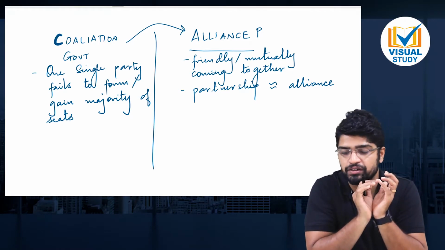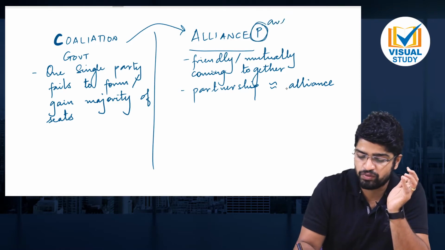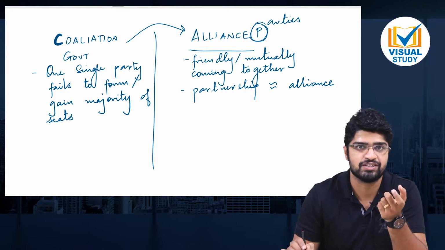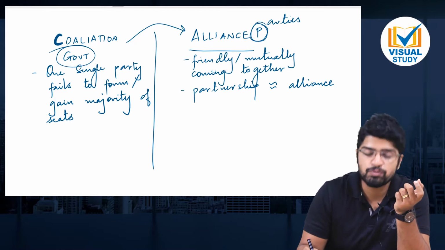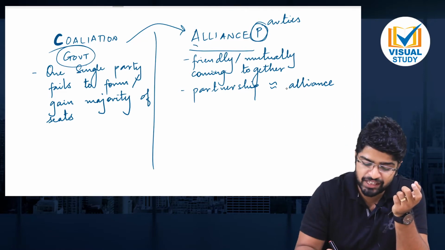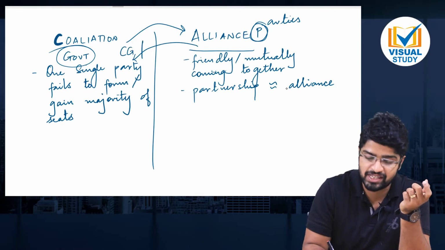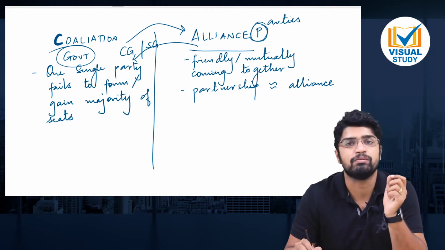Please pay attention over here. Alliance is always with parties: when two or more parties come together, the partnership is called an alliance. Coalition is always with government: when such political parties come together and form a government, whether at the central or at the state level, that is called a coalition government.